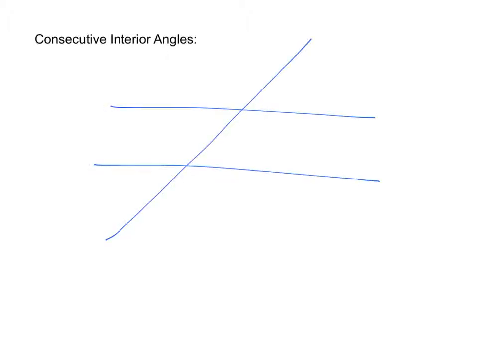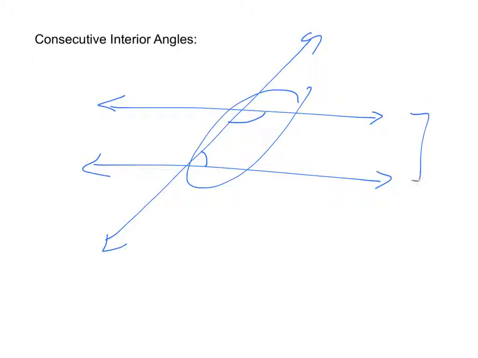So now we're going to go over one last term before we use all the information you've learned in a practice problem. So consecutive interior angles are another pair of angles in the same situation that we just had. They're going to be these angles right here. So this one and this one, where they're on the same side of the transversal and they're on the interior.